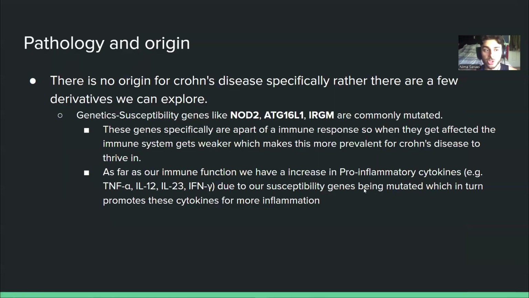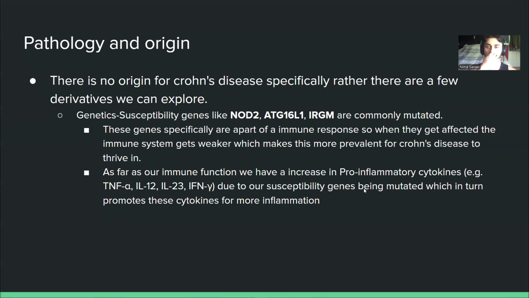The pathology and the origin of Crohn's disease. There is no specific origin of Crohn's disease; rather, we have a few narratives that we can explore through previous research that we have found online. Genetic susceptibility genes like NOD2, ATG16L1, and IRGM are commonly mutated. These genes are part of the immune response, so when they get affected, the immune system gets weaker, which makes it easier for Crohn's disease to thrive.